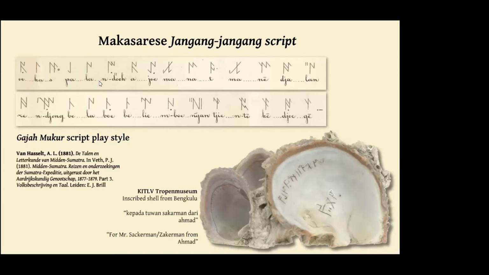In any case, you can see that the letters are all rotated to vertical, and we actually have an artifact with this Gajah Mukur style on it, with an inscription in Malay, Kepada Tuan Sakarman dari Ahmad, for Mr. Sakarman or Zakarman, depending on whether he was English or Dutch, from Ahmad.